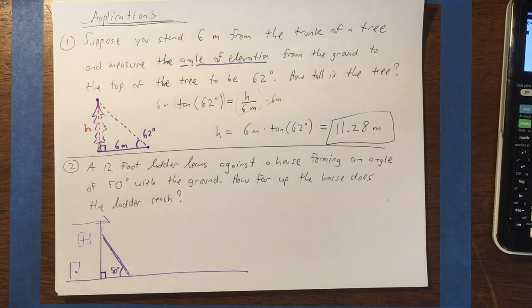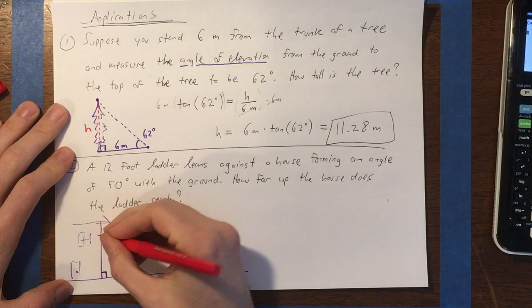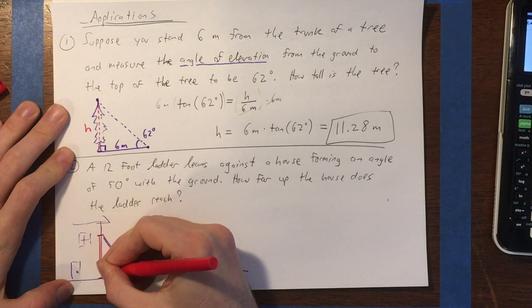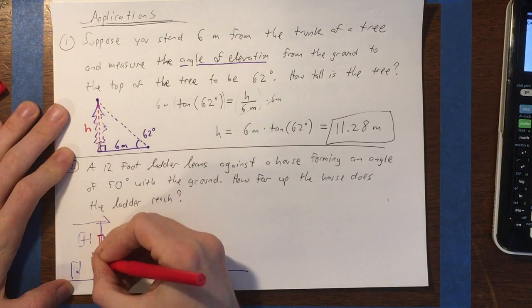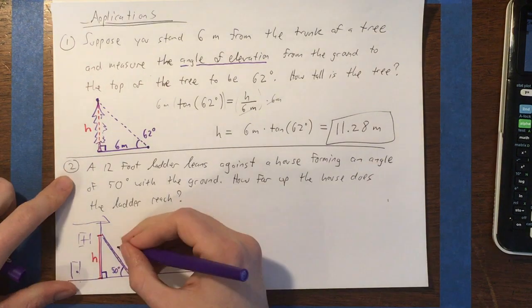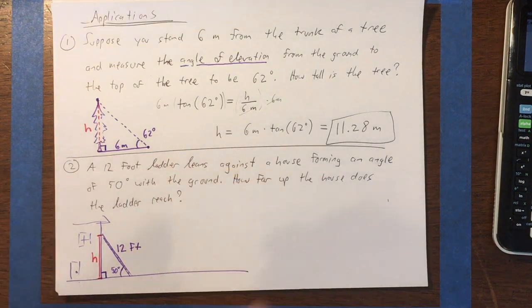So what we want to know is how far up the house does the ladder reach, right? So that would be this distance from the ground up to the top of the ladder along that side of the triangle over there. So that is going to be, again, I'll use h for height. You can use whatever variable you want. If you want to call that x, that would be just fine. Now there's one more piece of information that I didn't put in this diagram, and that's the length of the ladder. The length of the ladder is 12 feet, given in the problem.